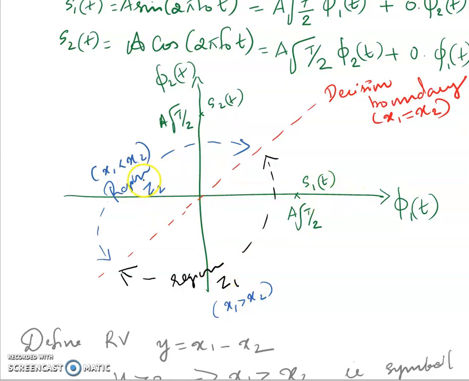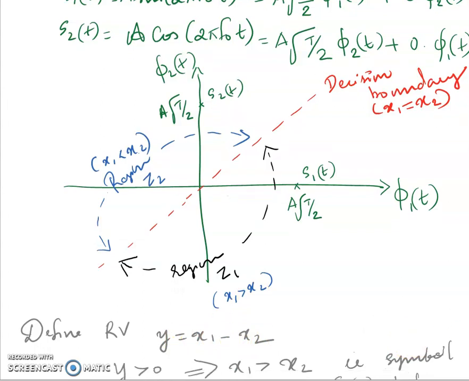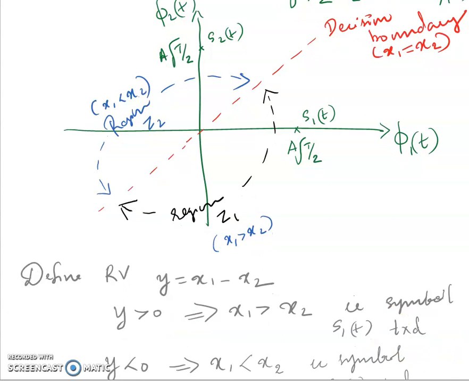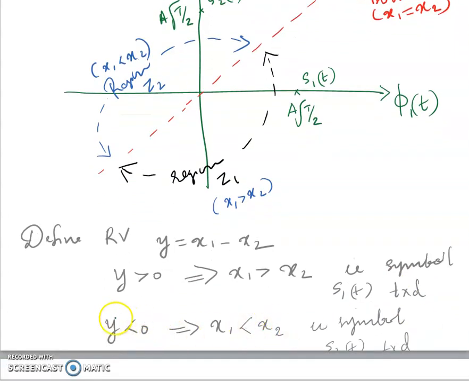When it lies on the left side of the decision boundary, you decide in favor of symbol S2, that is x1 less than x2, you decide in favor of region 2. So you can define a new random variable y equal to x1 minus x2, such that when x1 is greater than x2, y will be greater than 0. That is symbol s1(t) is transmitted. Similarly, when x1 is less than x2, y will be less than 0. That is symbol s2(t) is transmitted.